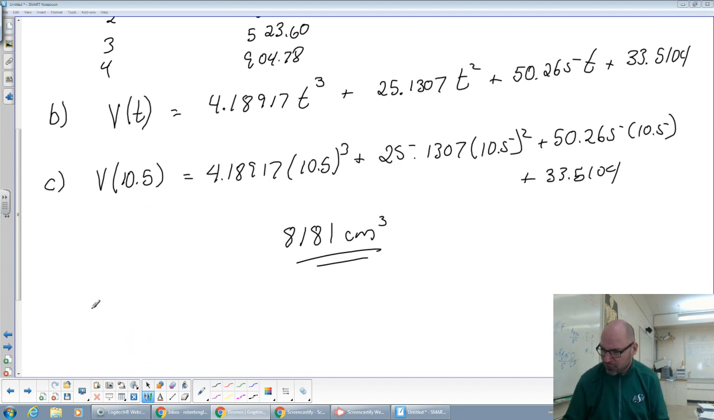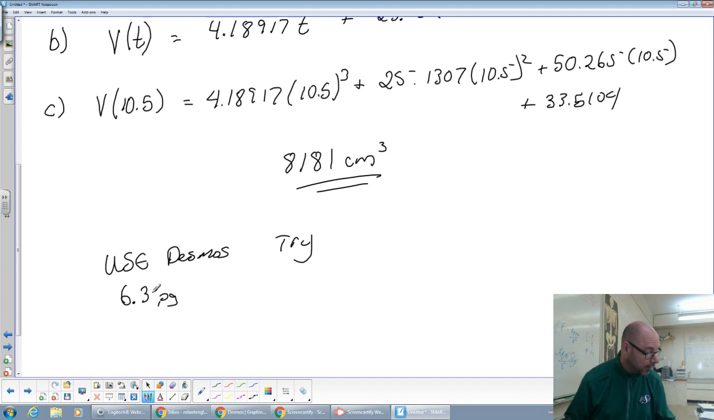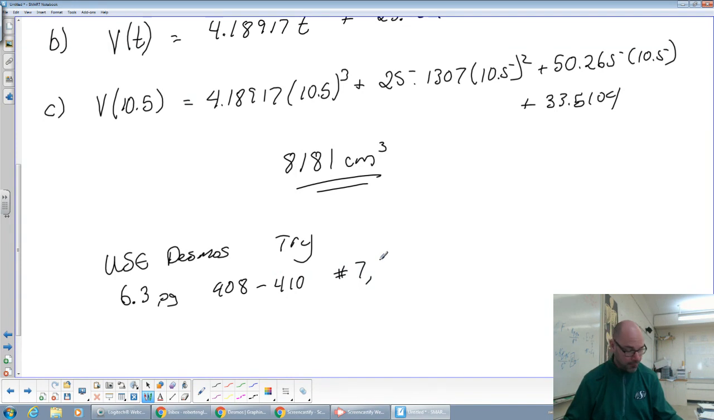So using Desmos, for 6.3, which is pages 408 to 410, I'll give you 3 there. Try 7. These are linear. I can't remember which ones I gave you. I think it was 8 and 10.